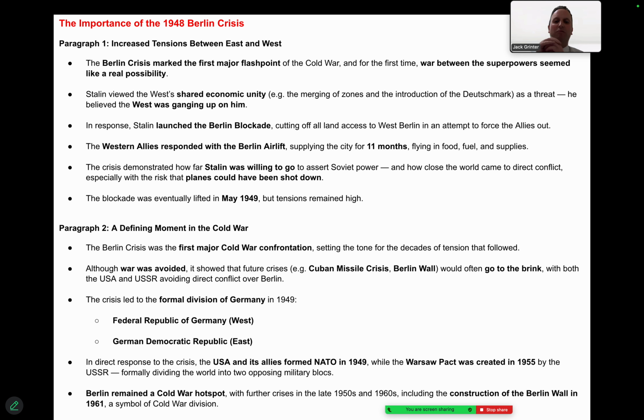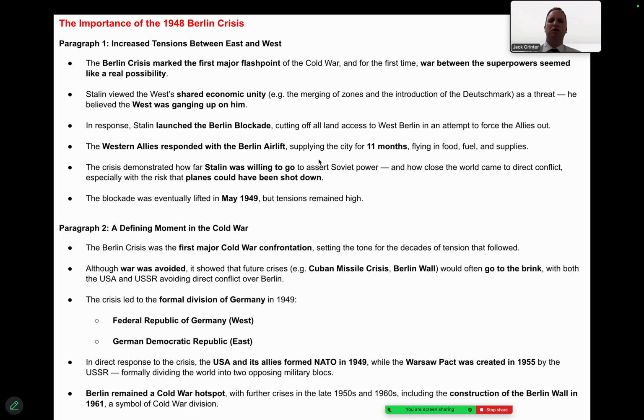Okay, and then I'd probably say the second paragraph, how important it is for being the first major confrontation. I've got that it sets the tone for decades of tension that follows. So war is avoided, and actually it shows that the sides are willing to go to the brink and do extreme things to actually avoid war from happening. Then also, I'd just say it led to the formal division of Germany, and also NATO and the Warsaw Pact being created. I've also got that it remained a Cold War hotspot.